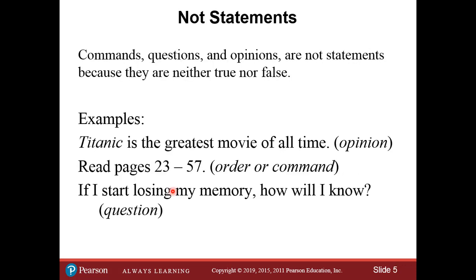Commands, questions, and opinions are not statements because they are neither true nor false. They can be both in a matter of thinking. In the same time and space, they could actually be both, depending on the group of people you're talking to. For example, Titanic is the greatest movie of all time. That's an opinion, right? Depends on who you ask. If you ask a group of people, some are going to say that's true, some are going to say it's false. So that is not a logical statement.